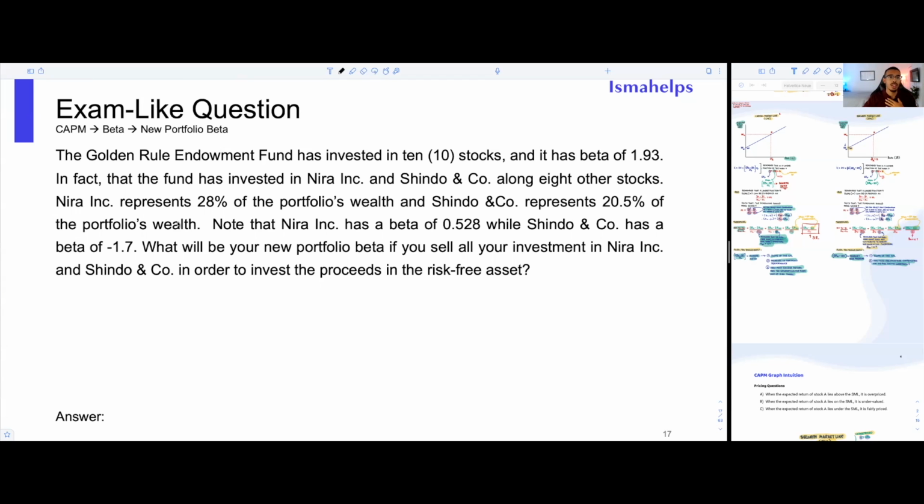Now, what we're going to do today is look at this new portfolio beta question and break it down into pieces. How do we do that? We're going to read the question together. We're going to start highlighting little bits of information that may go in our main formula. And then we're just going to solve for the missing piece of the puzzle. It's often as easy as that.